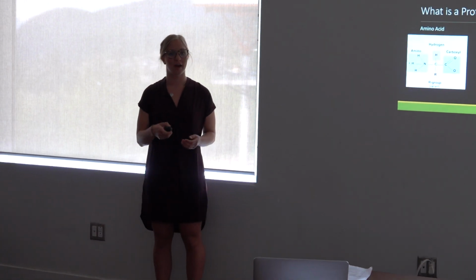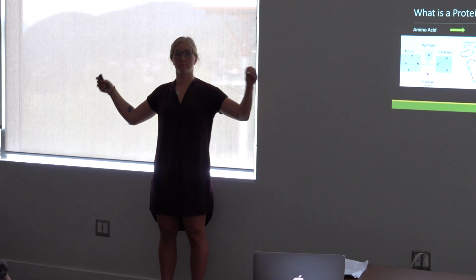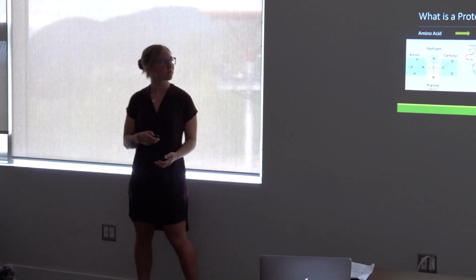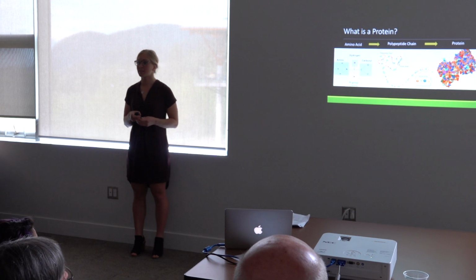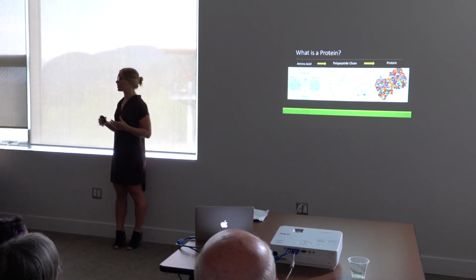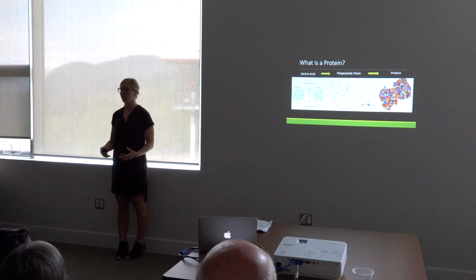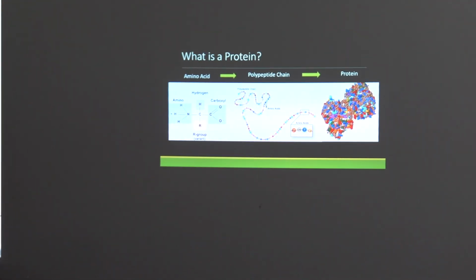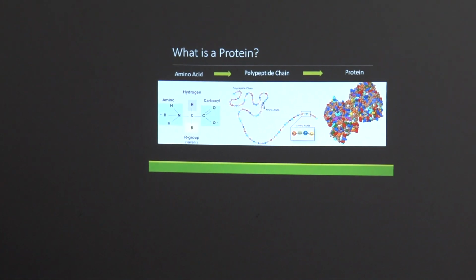And then these amino acids are strung together like beads on a string in long chains called polypeptide chains. These chains then fold up on themselves in a really specific way to create a three-dimensional structure of what becomes the protein. The structure of the protein then determines what the function of the protein will be.